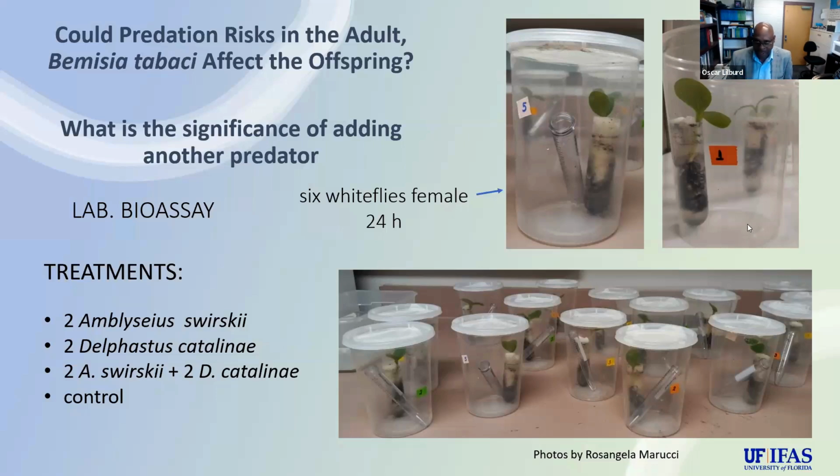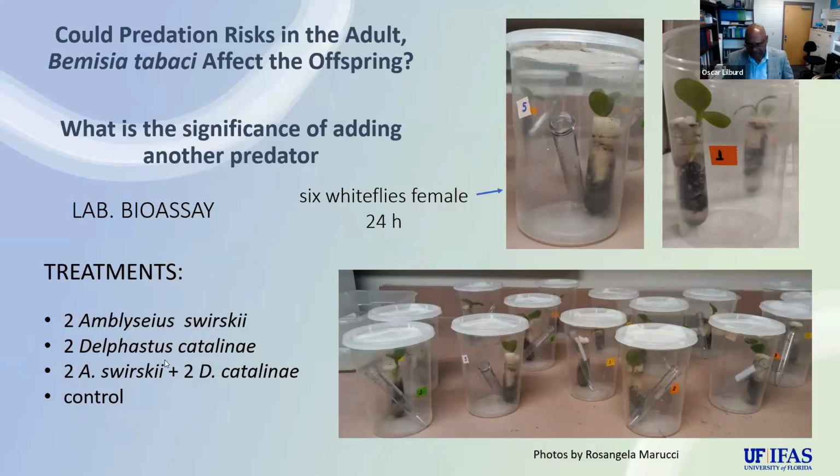Basically, what we have here, we have 2 Amblyseius swirskii that we released into these jars. We also released another predator, which is Delphastus catalina, because these are questions that viewers ask. Suppose you use 2 predators, what happens? These are things that we wanted to address. And in the third treatment, we looked at 2 Amblyseius swirskii and 2 Delphastus catalina.